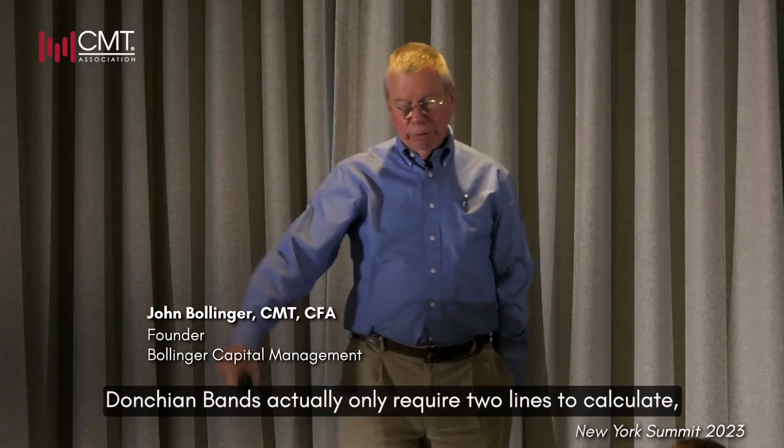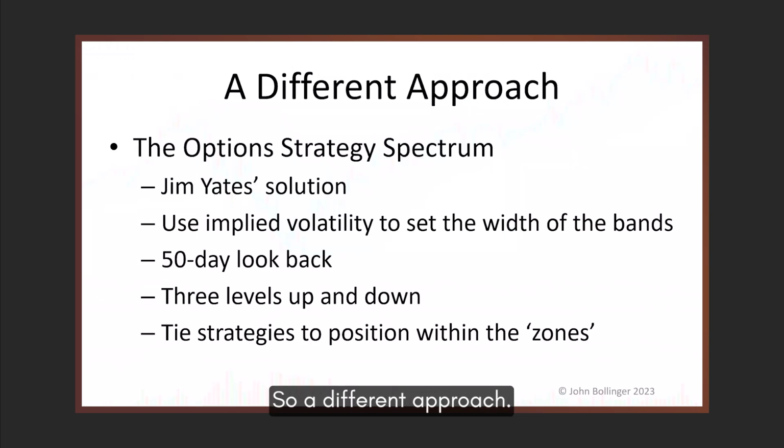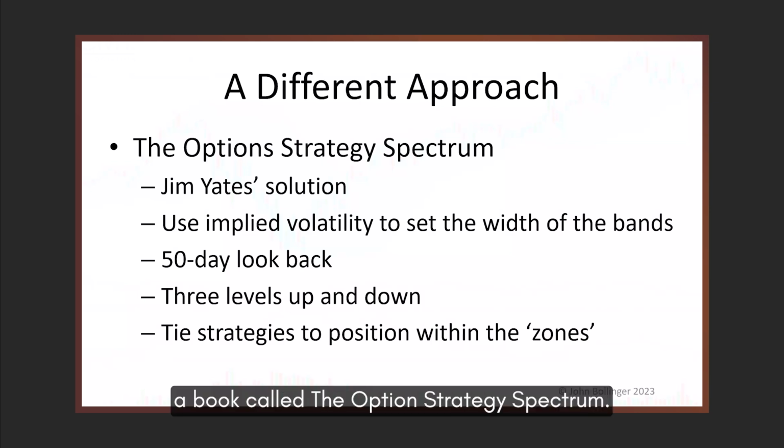Donchian bands actually only require 2 lines to calculate, upper Donchian and lower Donchian. So a different approach, and this is seminal work. This work is so important, and if you go through all of this talk and all you remember is Jim Yates' name, you'll be better off for it.